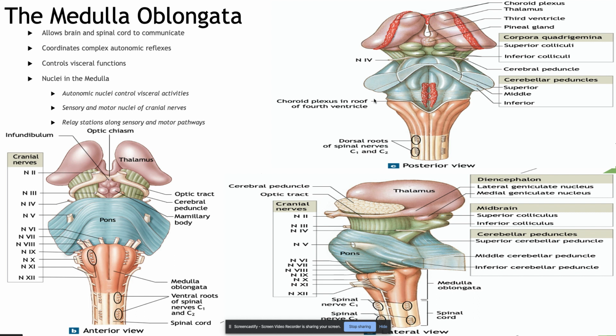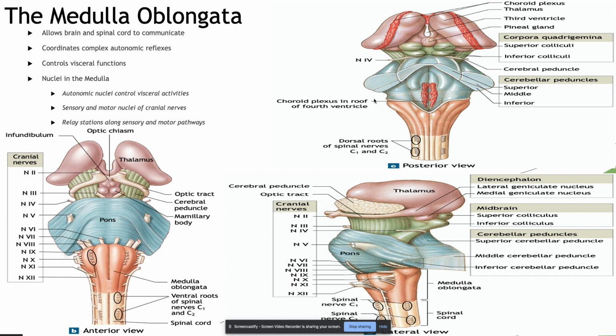Two, the sensory and motor nuclei of the cranial nerves. The medulla oblongata contains sensory and motor nuclei associated with five cranial nerves, so 8, 9, 10, 11, and 12. These cranial nerves provide motor commands to the muscles of the pharynx, the neck, the back, as well as the visceral organs of the thoracic and peritoneal cavities. Cranial nerve 8 carries sensory information from receptors in the internal ear to the vestibular and cochlear nuclei, which extend from the pons to the medulla oblongata.